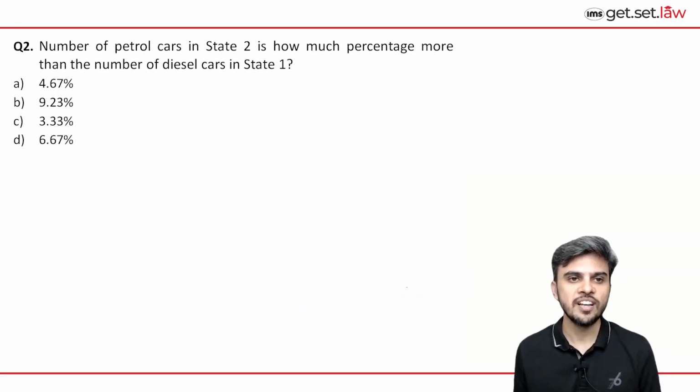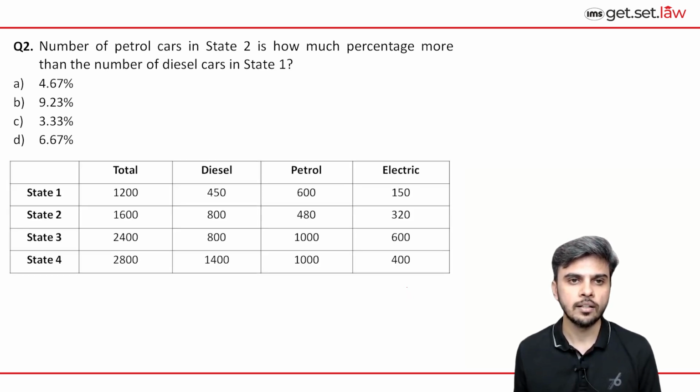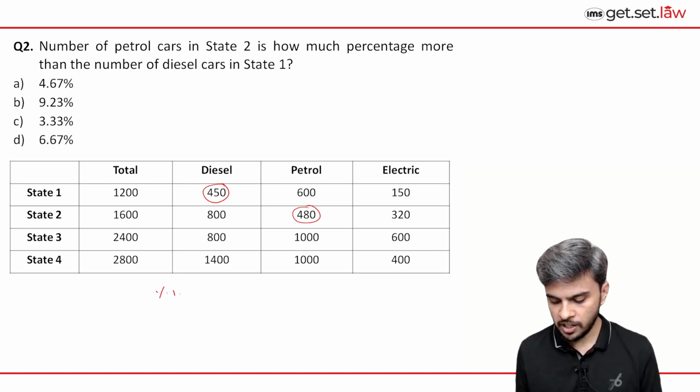Let's look at this question. Number of petrol cars in state 2 is how much percentage more than the number of diesel cars in state 1? Number of petrol cars in state 2 is 480 from the table, and diesel cars in state 1 is 450. So 480 is how much percentage more?